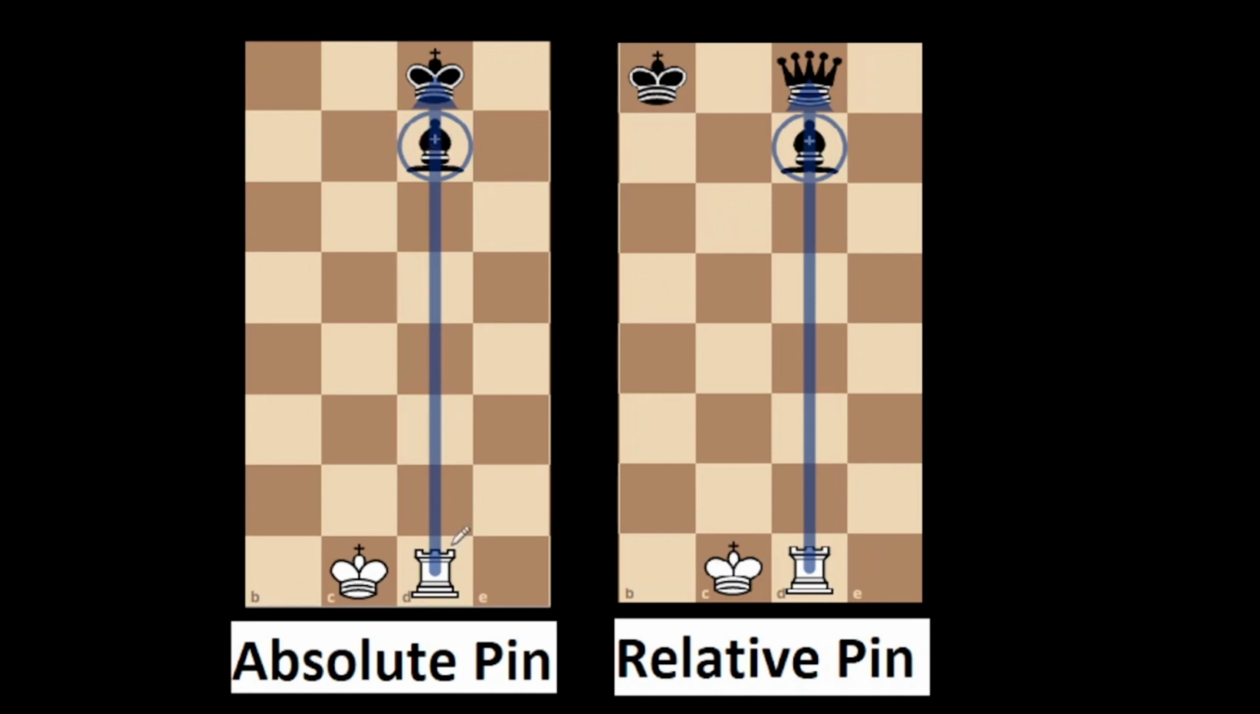The first type of pin is called the absolute pin, where the pinned piece cannot move because moving it is an illegal move. The second type of a pin, where the pinned piece can move, but there is a more valuable piece behind it which gets captured, is called a relative pin.